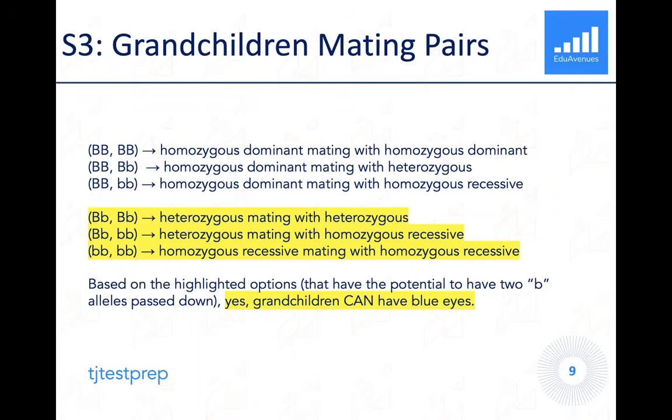And in all of these mating pairs, we will always end up with at least one dominant allele being passed down. So these three don't necessarily produce any blue-eyed grandchildren. But when we look at these bottom three here, the ones that are highlighted, where we have a heterozygous mating with a heterozygous, a heterozygous mating with a homozygous recessive, and a homozygous recessive mating with a homozygous recessive, we do have possibilities where we have two lowercase b alleles or blue eye alleles being passed down. So that right there answers our question that yes, grandchildren can have blue eyes, again, with enough grandchildren produced.